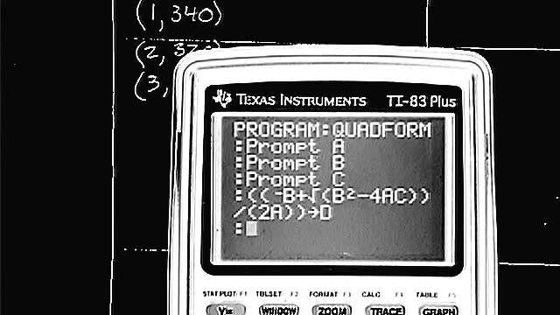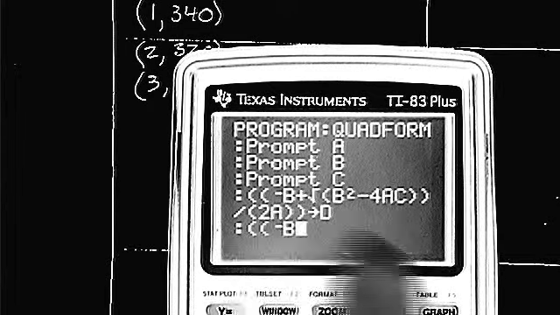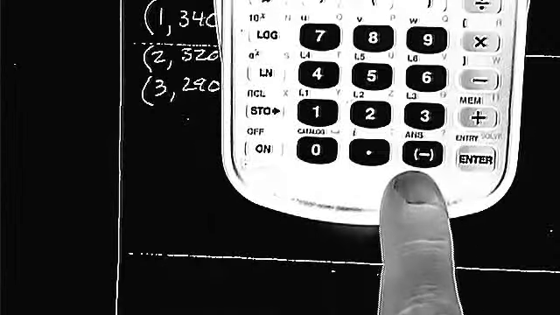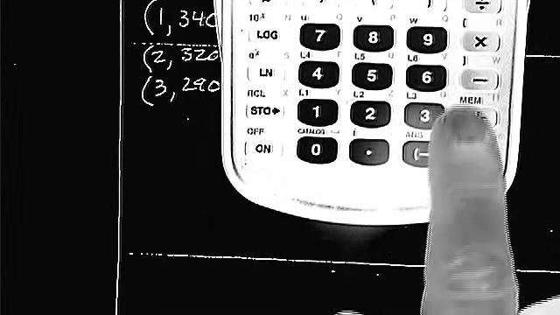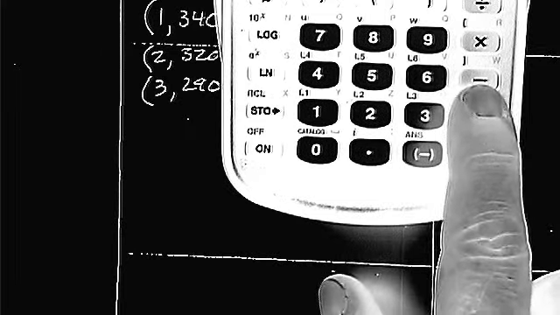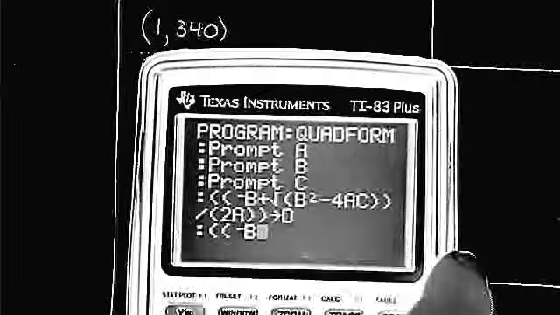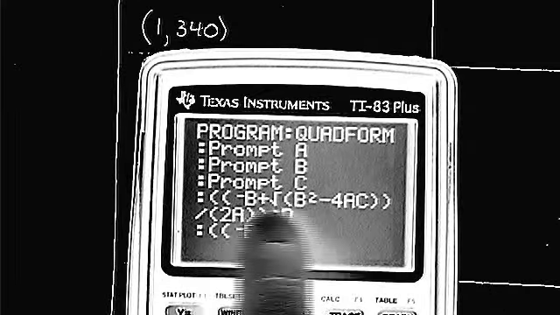Now, I'm going to go through this process again, parenthesis, opposite of B. Now, please make sure that you are using the little negative at the bottom of the screen for this. Okay, but when you use the minus 4AC, use that one. Okay, you'll notice that they're actually, one's a little bit shorter than the other one.